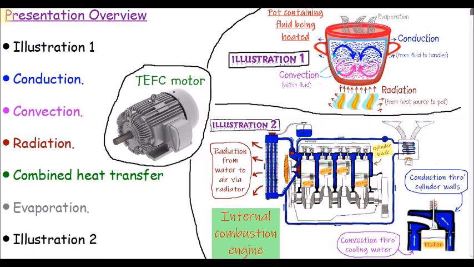Here's a presentation overview. We commence with illustration 1, outlined here, which relates to the various forms of heat transfer associated with a pot that contains fluid which is heated by an external source. Next we define conduction, convection and radiation. Then we refer to combined heat transfer. That is where conduction, convection and radiation problems are analysed simultaneously within a particular problem.